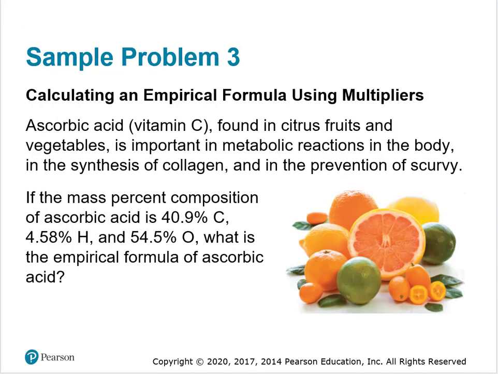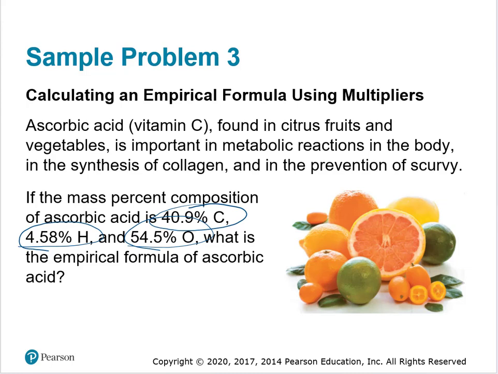Let's do one more sample problem. We have ascorbic acid, which is vitamin C, found in citrus fruits and vegetables. It's important in metabolic reactions in the body, in the synthesis of collagen, and in the prevention of scurvy. If the mass percent composition is 40.9% carbon, 4.58% hydrogen, and 54.5% oxygen, what is the empirical formula?